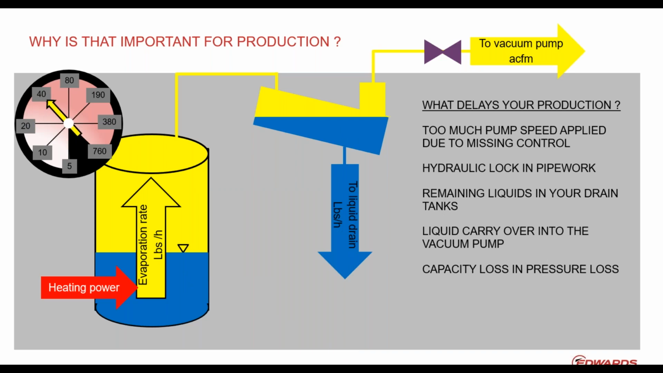So why is that important for production? In order to answer that question, we need to look into what delays the production time. So if you look at this, related to the reactor, the condenser, and the vacuum pump, and in this case the control valve already in it, what delays your production is an imbalance between your vacuum capacity and your heating power. Again, it's usually oversized for various reasons.